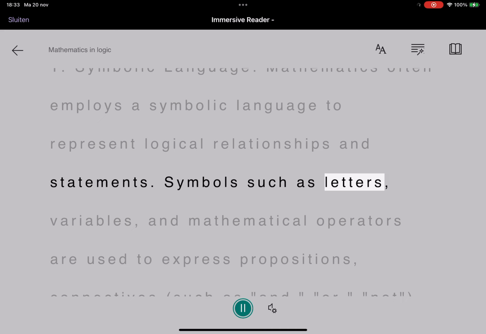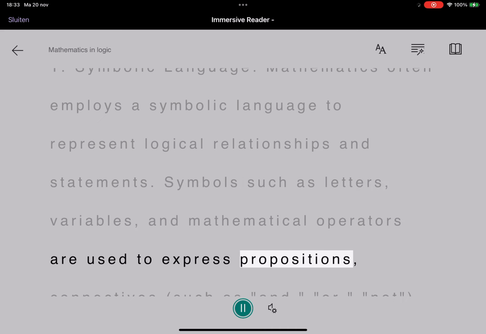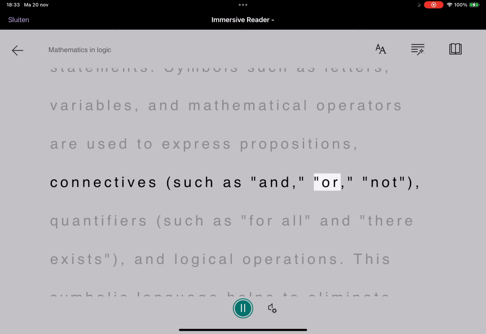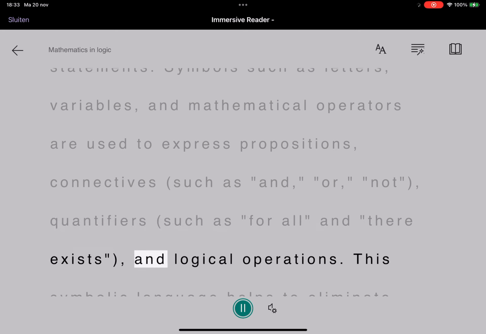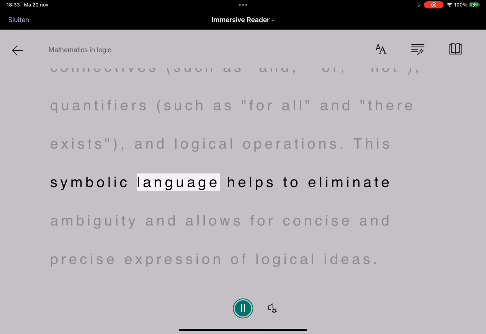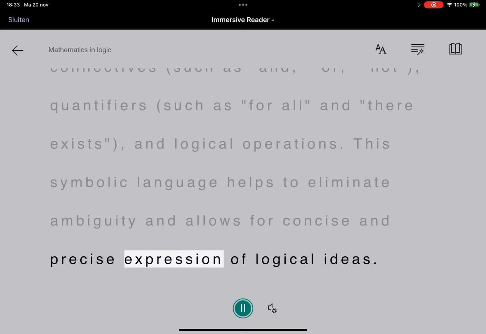Symbols such as letters, variables, and mathematical operators are used to express propositions, connectives such as and, or, not, quantifiers such as for all and there exists, and logical operations. This symbolic language helps to eliminate ambiguity and allows for concise and precise expression of logical ideas.